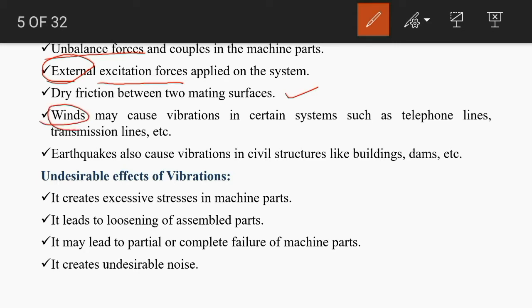Okay, now next one, that is winds. Now there are many systems like telephone lines, transmission lines, and bridges which are affected by the winds. The drag force due to wind could affect this type of system, and it could lead to vibration of this kind of system. Next one, that is due to earthquake. We all know the effects of earthquakes on structures like buildings, dams, and bridges. So earthquakes also lead to vibration. So these are the causes of vibration.